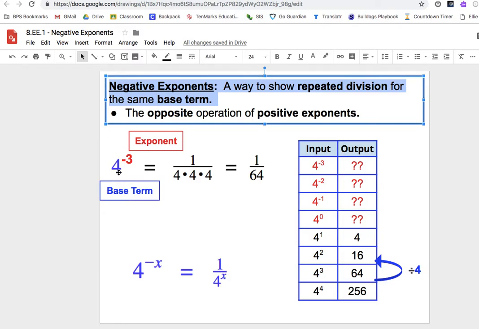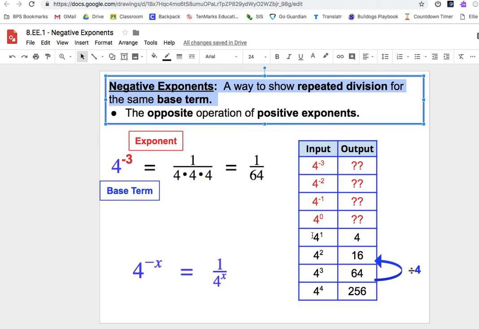Here we see the expression 4 to the power of negative 3. 4 is the base term, the exponent's negative 3. That negative exponent says we're going to repeatedly divide with the 4. We're going to divide by the 4 3 times. And we're going to take a look here at how mathematicians realized the negative exponents told us we needed to divide a bunch.